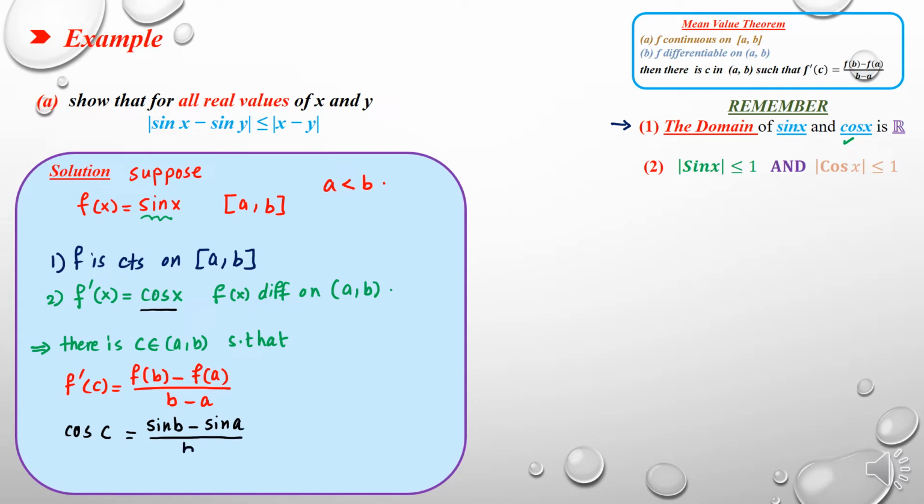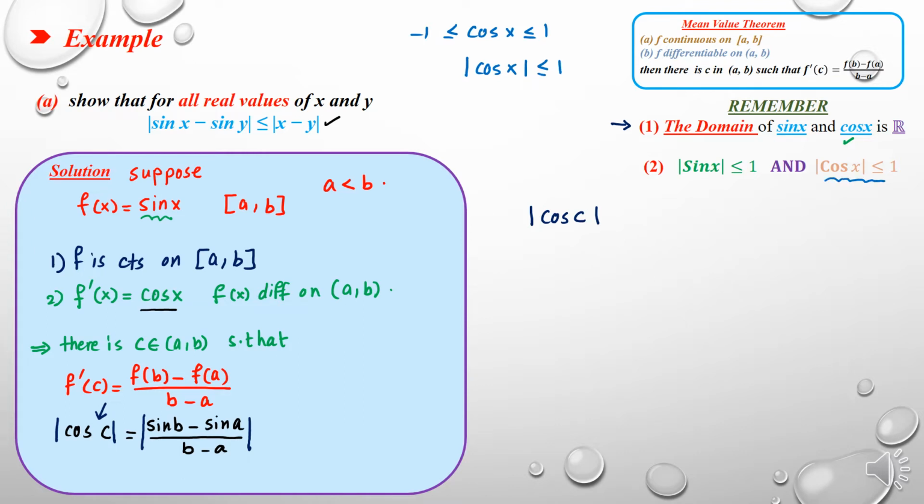Our inequality we want to prove has an absolute value, so take the absolute value of both sides. On the left hand side we have the absolute value of cosine c. How to deal with this inequality? As you know, cosine x in general is between -1 and 1, which is the range of cosine x, and we can write it as the absolute value of cosine x is less than or equal to 1.